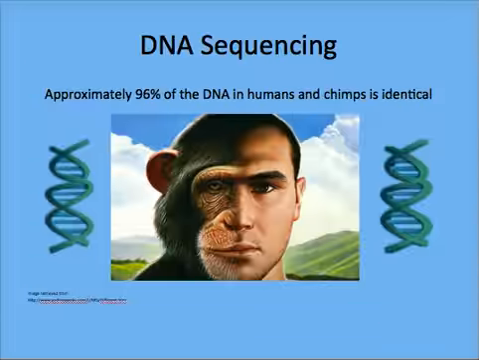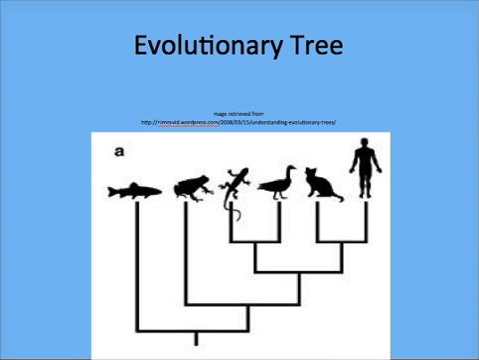Advances in technology now allow scientists to sequence entire genomes of living organisms. Approximately 96% of the DNA in humans and chimps is identical. Similarities in DNA allow scientists to see how closely related various organisms are. The more shared DNA 2 organisms have, the more closely they are related on the evolutionary tree.